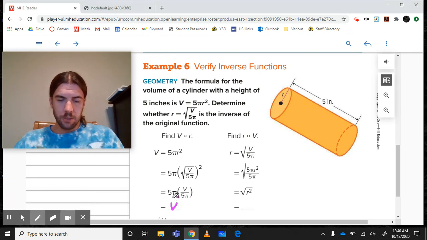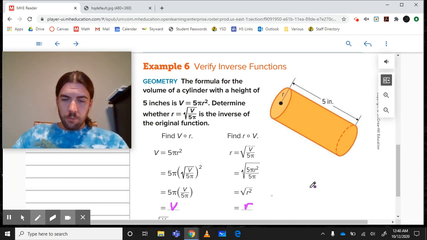We'll come back to the meaning of that in a moment. Our composition of the other one: if our r is this function and our variable this time is the v, we'll replace the v with our other function, 5 pi r squared. We get 5 pi r squared over 5 pi. Those cancel out, gives you the r squared. Square root of r squared is just r.